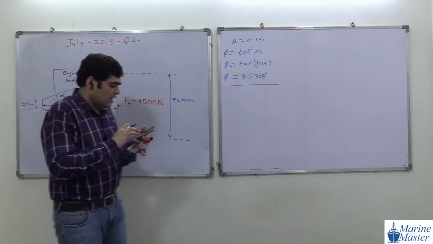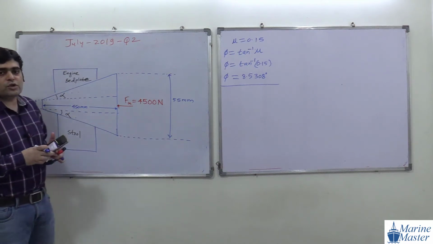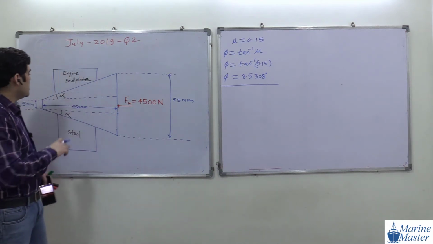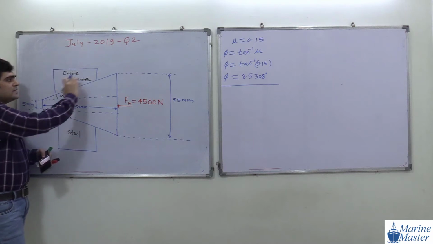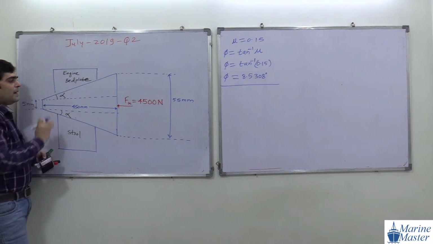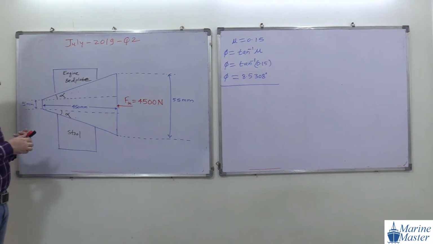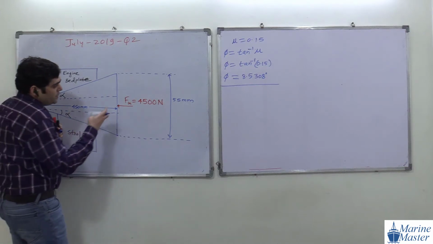Then guys, to solve the question further, we need this angle alpha. This angle of this wedge, this taper angle, alpha. How to calculate this alpha? For calculating this alpha, try to see the scenario. Now guys, try to observe this drawing carefully.